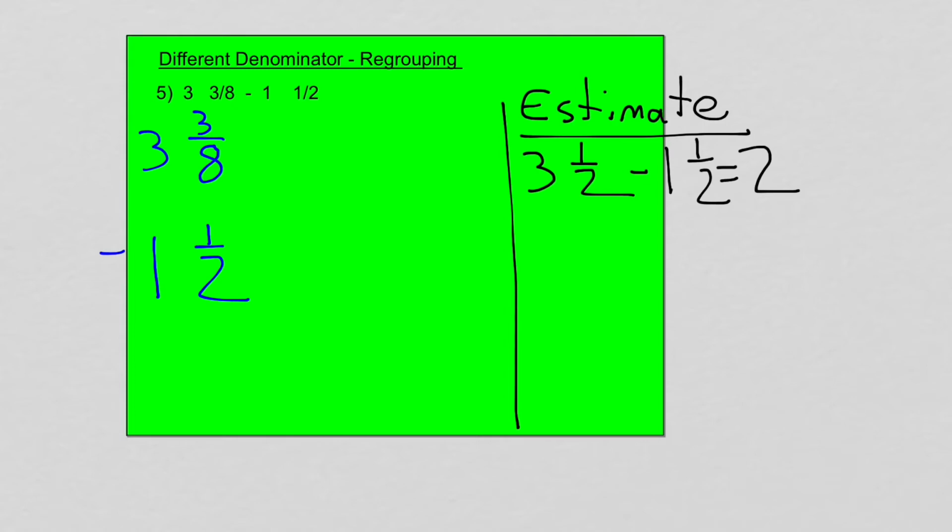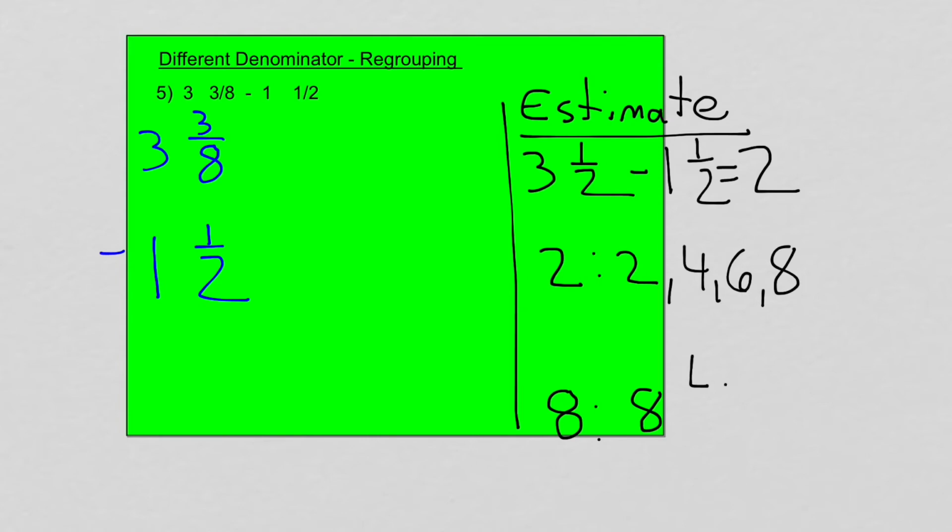Now, next thing I need to do, I need to get my lowest common denominator of 8 and 2. If I can get it by mental math, great. If not, I'm going to go to some scrap paper. I'll start with my lower denominator, and I'm going to skip count by 2s. 2, 4, 6, 8. Okay, the first multiple of 8 is 8, so there's my lowest common denominator. My LCD is equal to 8.